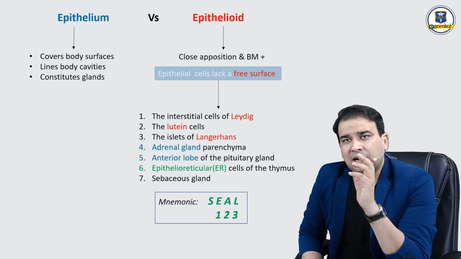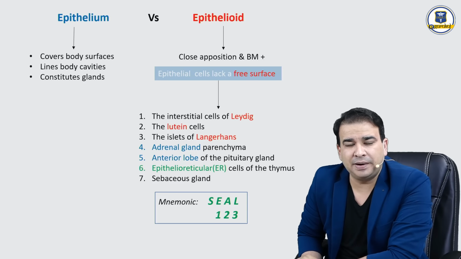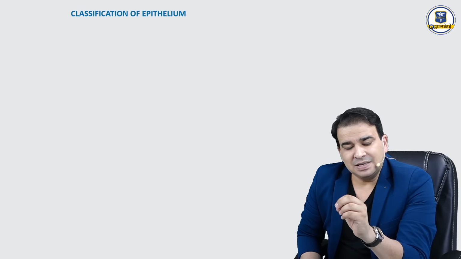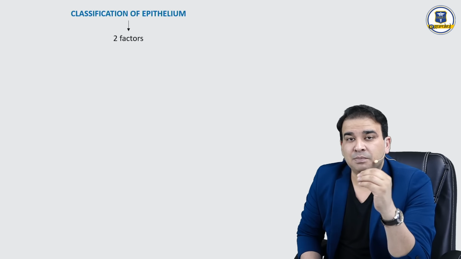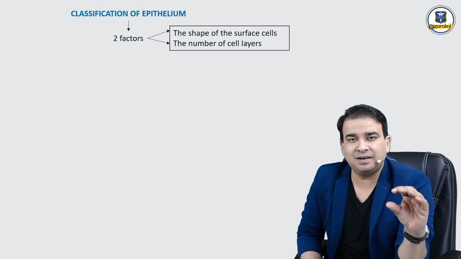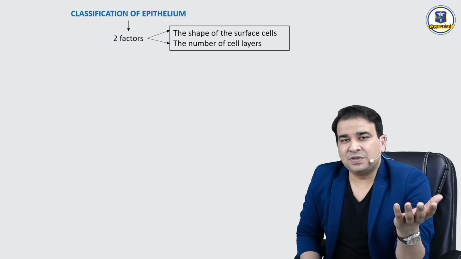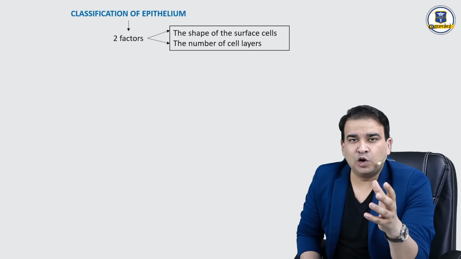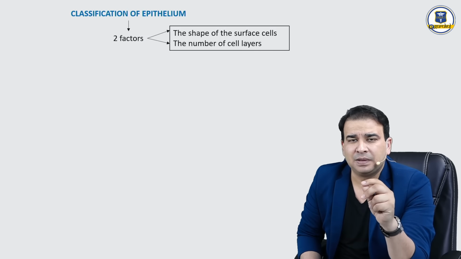Now, coming to the classification of the epithelium, after understanding the difference between epithelium and epithelioid. Epithelium is classified based on two main factors: the number of cell layers and the shape of the cell. Based on the shape of the cell, we have squamous, cuboidal, and columnar cells, and based on the layers, we say stratified, pseudostratified, and so on. So we have two types of epithelium based on these two factors.